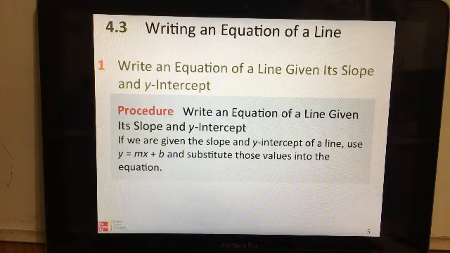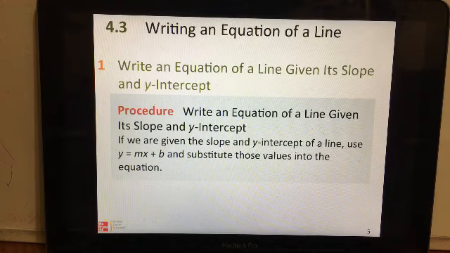So here we are going to start with 4.3. Okay, so we are talking about writing an equation of a line. And like I told you in class, writing the equation of the line is just a little bit higher level of thinking than being able to take an equation and graph it, okay? Because now you're having to come up with the equation. You're not given the equation and told to do something with the equation.